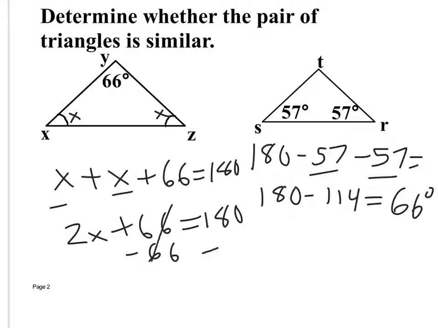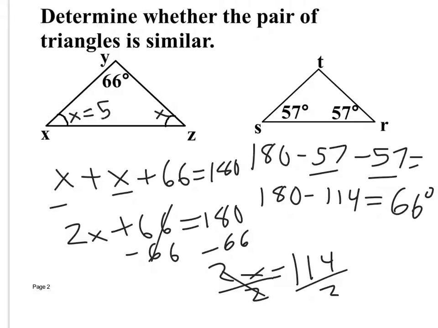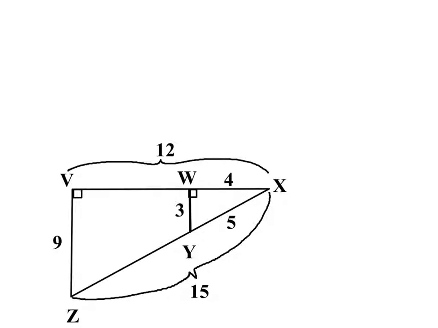Subtract 66 from both sides. I get 2X is equal to 114. Divided by 2. What is 114 divided by 2? 57. Good, class. All right. So both of these are 57 degrees. So are the angles congruent? Are the corresponding angles congruent? Yes. Since the corresponding angles have equal measures, then yes, they are similar. Right? Triangle XYZ is similar to triangle RST. All right. Any questions? All right, write this down.